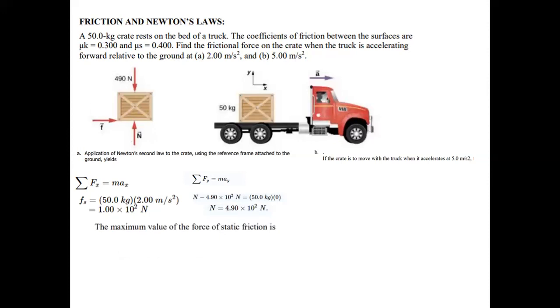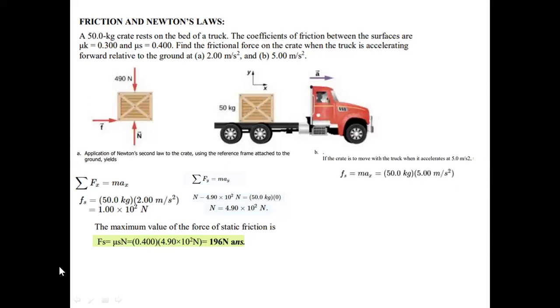The maximum value of the force of static friction gives us the following. Fs is equal to mu s multiplied by the normal force. This is the formula for static friction: the coefficient of static friction multiplied by the normal force. Now, substituting the values gives us 0.4 multiplied by our normal force, 490 newtons, or in scientific notation, 4.9 times 10 raised to 2 newtons. This gives us the answer of 196 newtons.